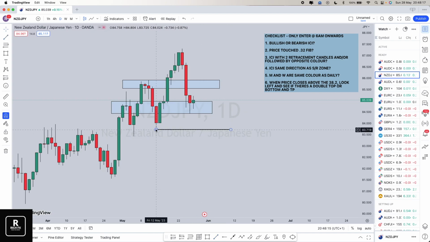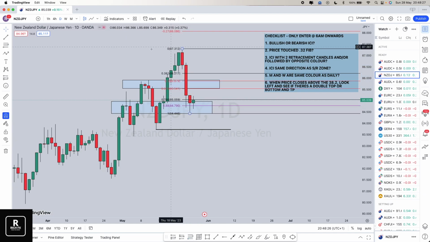If price breaks below this low, then I'd look for sales. But for now, I'm still going to look for buys. I still put my fib there because if I put my fib here, right, we're waiting for the break and retest of 61.8.